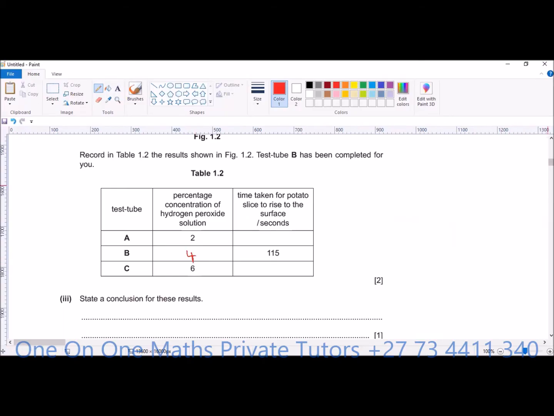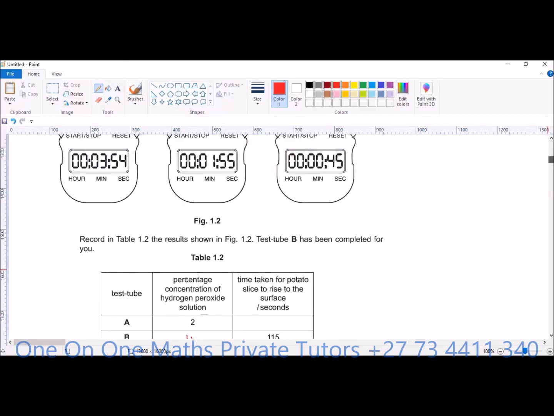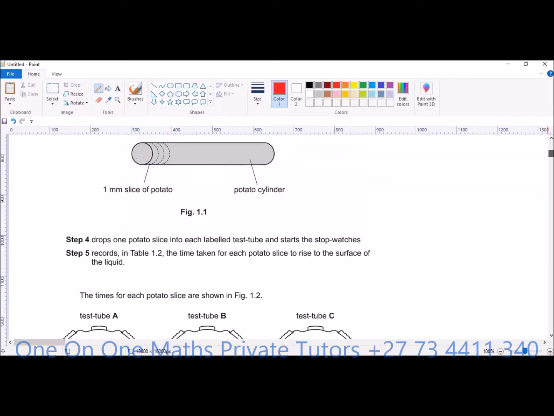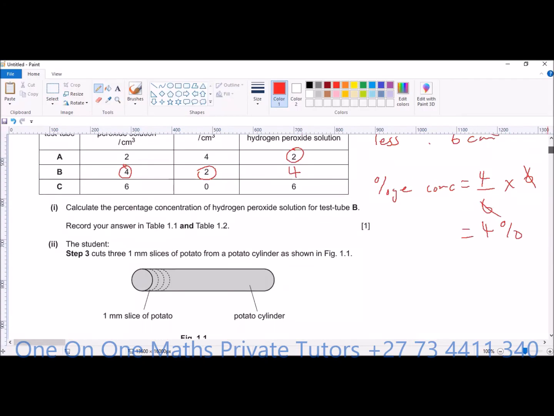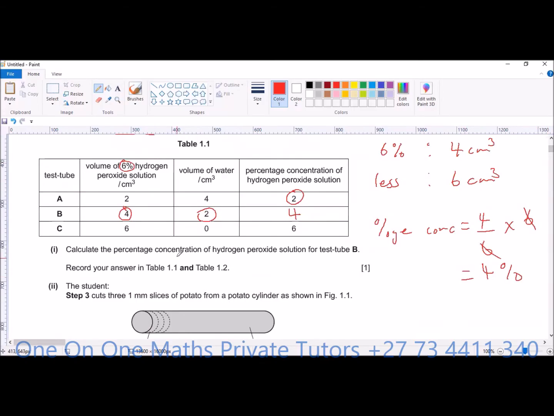So, important thing, alternative to practical is about following instructions. Once you follow instructions, record your answer in table 1.1 and table 1.2. If you just record it here and not on the other, this homework is bound to go. All right, so carefully go through stuff.